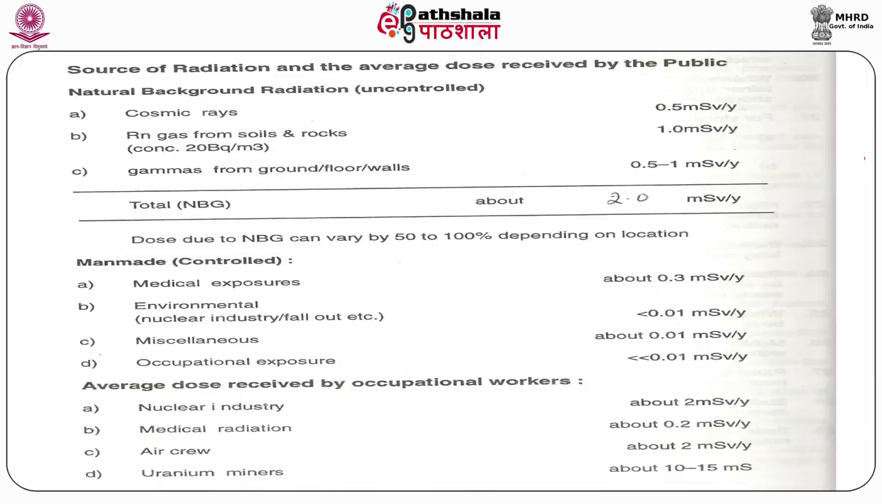Then come the man-made sources. For example, medical exposure contributes about 0.3 millisievert per year. Environmental, that means nuclear industry, fallout, etc., 0.01 millisievert per year. And occupational, that means workers who are engaged in radiation work. Nuclear industry, about 2 millisievert per year. Medical radiation workers, 0.2 millisievert per year. Surprisingly, air crew receive about 2 millisievert per year, more than medical people working in the medical industry. Uranium miners receive the maximum, about 10 to 15 millisievert per year.